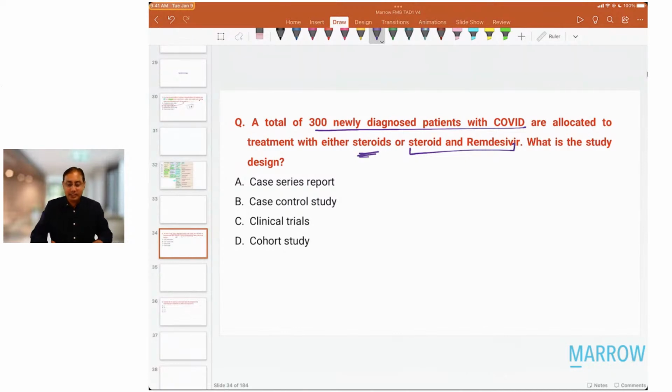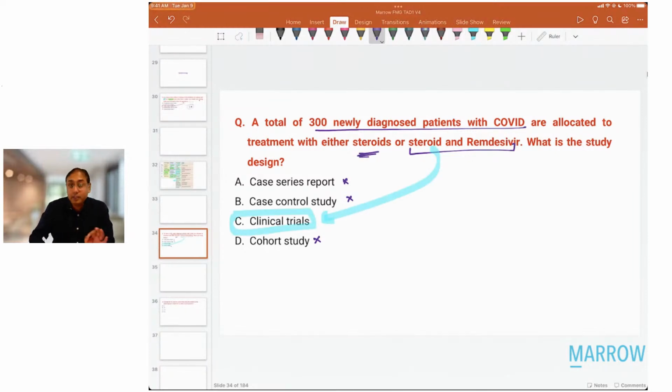So what is this study design? This study is not a case series. It is not a case control. It is not a cohort study because you are not starting with the risk factor and following the disease, whether it happened or not. You are simply taking people with disease and giving treatment A to one group and treatment B to another group. That is what you are doing. So what is this study design? The simple answer is, it is a clinical trial.